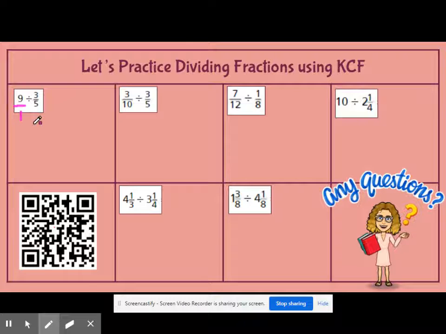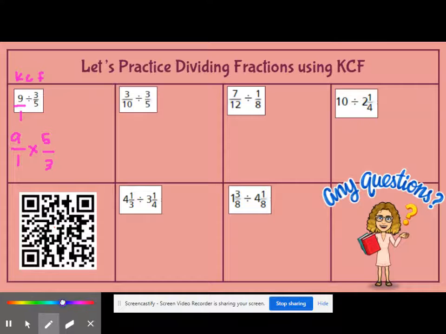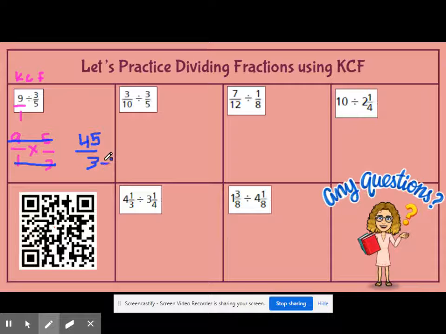Okay, so we're going to make sure everything has a top and a bottom. The rule is keep, change, flip. So when I keep, change, flip, I'm going to keep a 9 over 1. Change this to multiply. Change this to 5 over 3. Now I can multiply straight across, or you can cross simplify first. Most people like to go straight across. So you would get 45 on the top over 3. Well, 3 goes into both of these. And you're going to get 15 over 1.